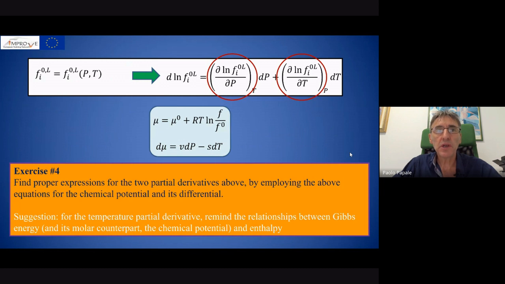Employ the two expressions above for the chemical potential and its differential to express the two partial derivatives on top in terms of only volume. Note that this exercise requires a bit more analytical effort than other exercises in previous lessons. But if you did them, and if you take enough time to do this one, you will succeed.